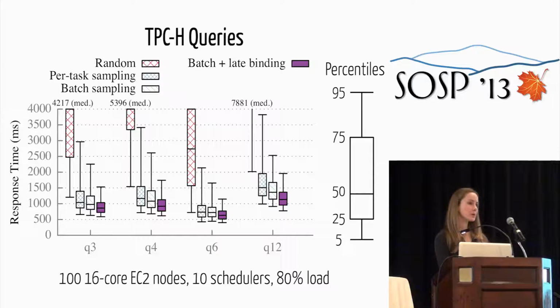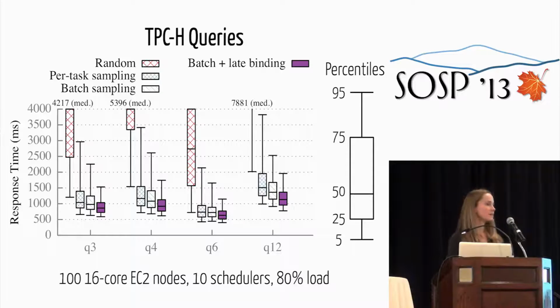This graph compares Sparrow, which uses batch sampling along with late binding, to a couple of alternative techniques. There are a number of takeaways from this graph. The first is that we get an improvement from doing batch sampling relative to per task sampling, and then we get an additional improvement from doing late binding. So Sparrow really needs both of these techniques in order to provide good performance.